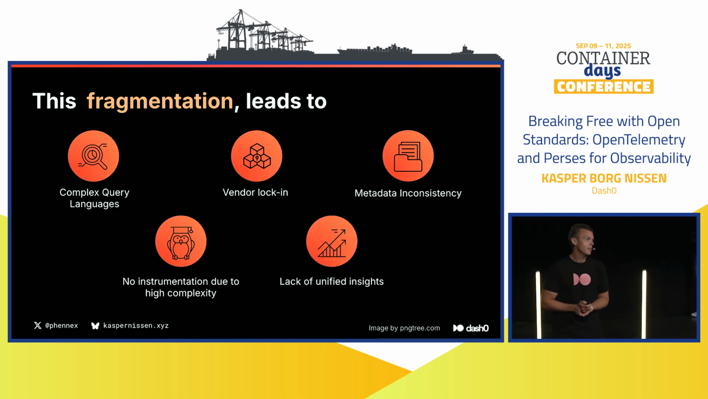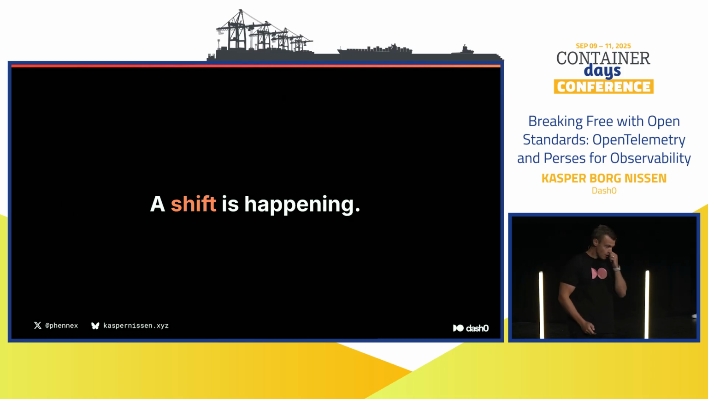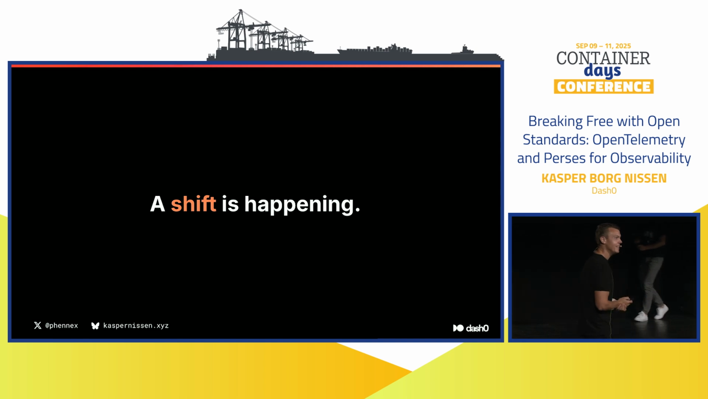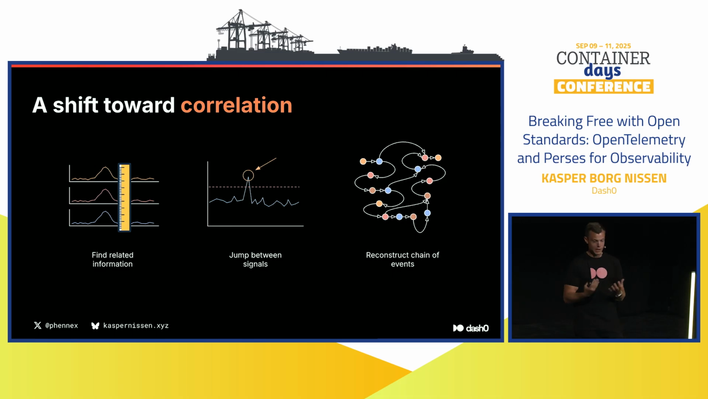And yeah, you don't get the unified insights because you have these three different pillars that you are looking into. But luckily, there's a shift happening in this space. It's a shift towards correlation. It means that you can now, with OpenTelemetry that I'm going to introduce you to in a second, jump between the different signals. It allows you to correlate and find related information across these different pillars.